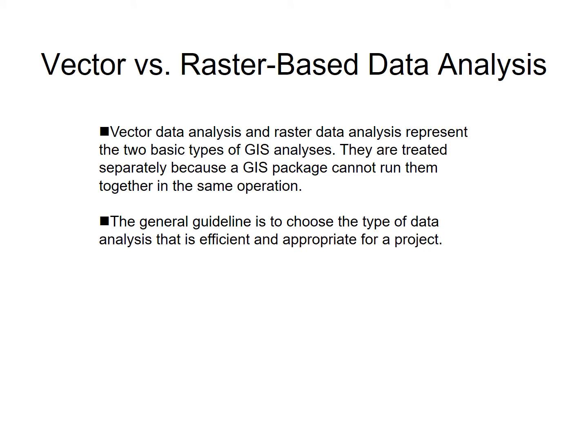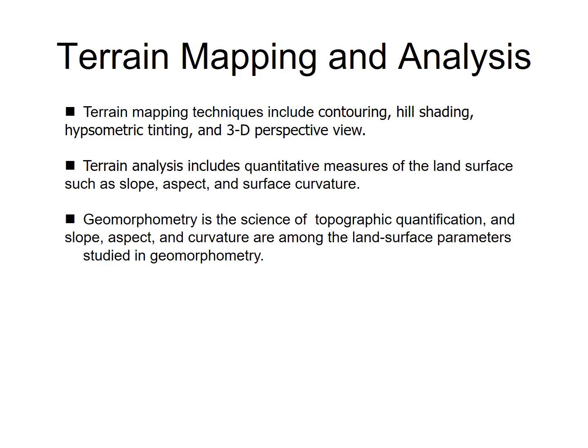Vector versus raster-based analysis. Vector analysis and raster analysis represent two basic types of analysis. They're treated separately because GIS can't run them together in the same operations. Generally, you have to choose one or the other based on the analysis and the data that you have. Terrain mapping analysis is mostly raster-based, but not entirely. We use things like contouring, which can be vector, hill shading, hypsometric tinting, 3D perspective view. A lot of these are actually raster.